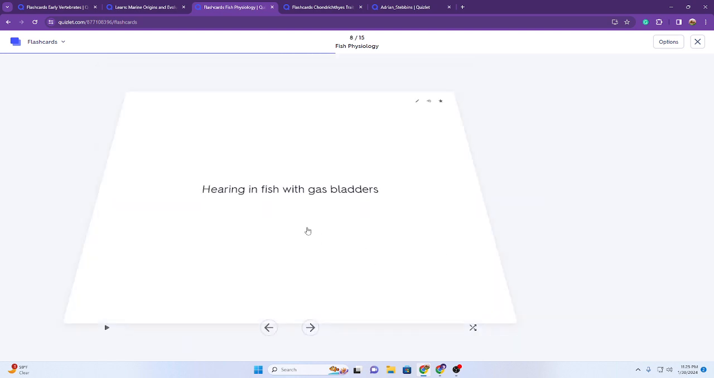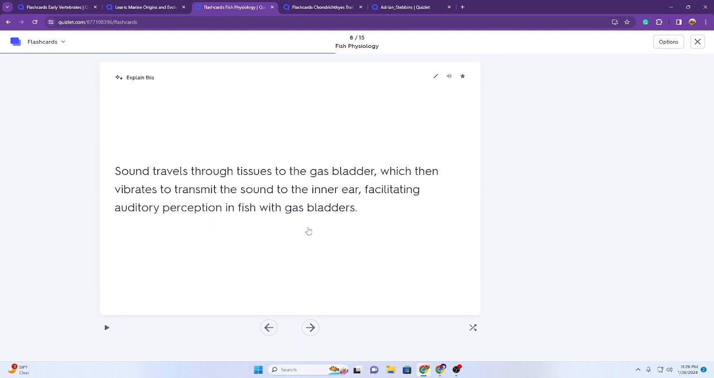Now, hearing with gas bladders, sound travels through the tissue to the gas bladder, which then vibrates to transmit the sound to the inner ear, facilitating auditory perception in fish with gas bladders. So it just goes to the gas bladder and then straight to the ear if they have one. That's the only big difference.